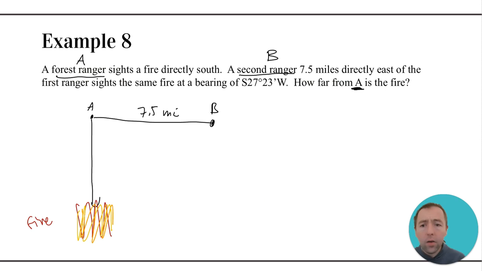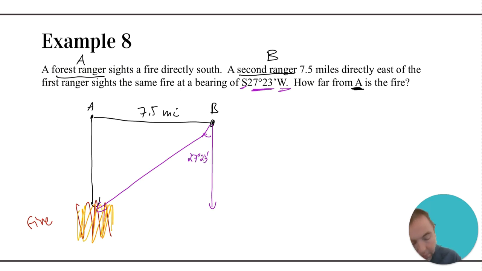where we find this second ranger. Now, the second ranger sights the same fire, and we know the bearing at which they sight this same fire. So the bearing that they have is, first of all, south. So we'd have to go, first of all, in a south direction, but then pivot this amount of angle measure in the direction of west. So 27 degrees would only be pivoting about this far, right? And then that would be into the direction of the fire. And this is 27 degrees and 23 minutes pivoted towards the west from south, right?